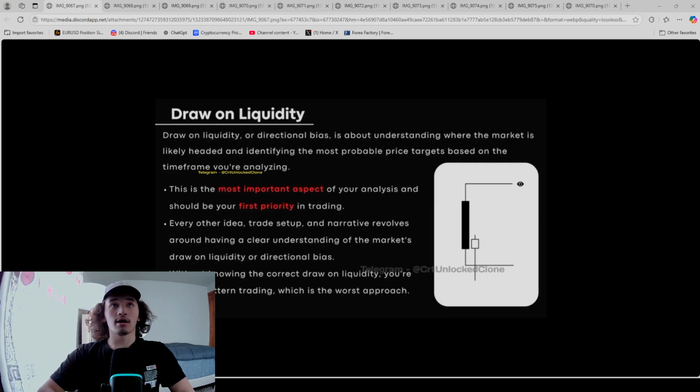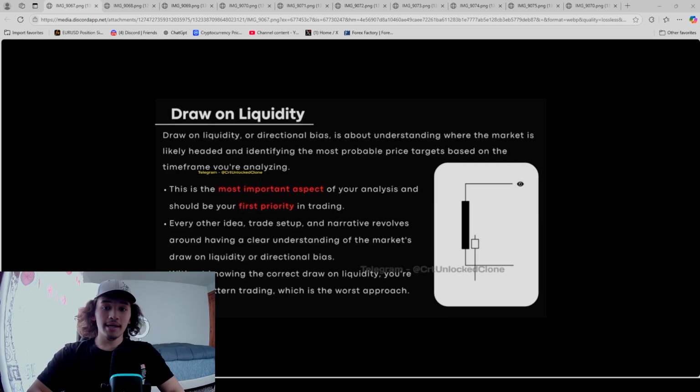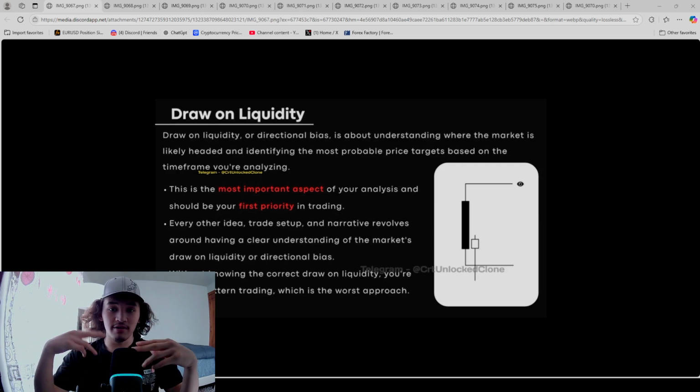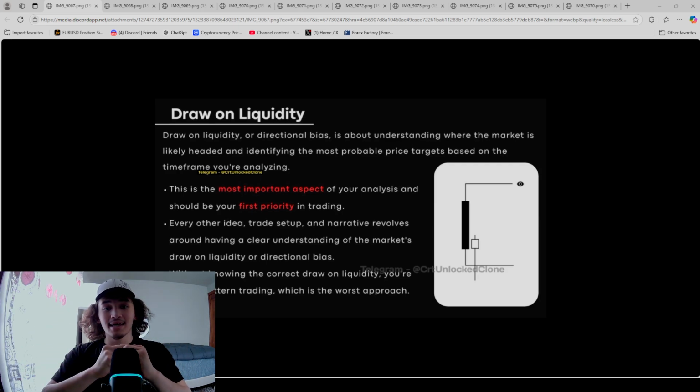In this chapter, we're talking about drawn liquidity, and there's going to be two parts. The first part is the short-term drawn liquidity. The second part is the long-term drawn liquidity, so we can get an understanding of the difference. If I make it both in one, you might get confused, right?